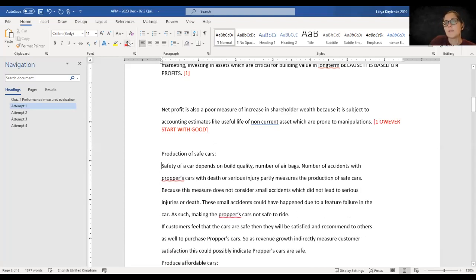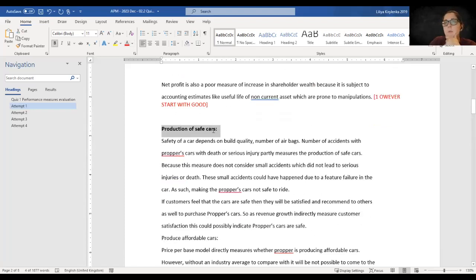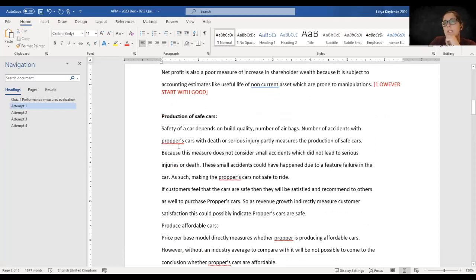Production of safe cars. Make sure that you have a spare line here because you need to get your marks on your communication. So you need to make a layout proper, easy to read. Safety of a car depends on build quality, number of airbags. Number of accidents with proper cars with death or serious injury partly measures the production of safe cars.